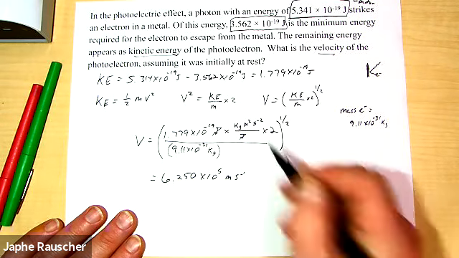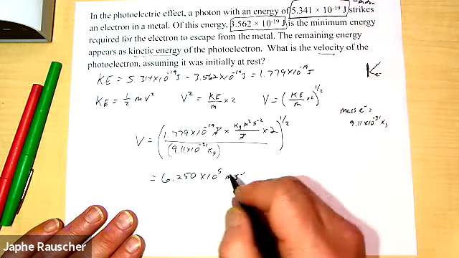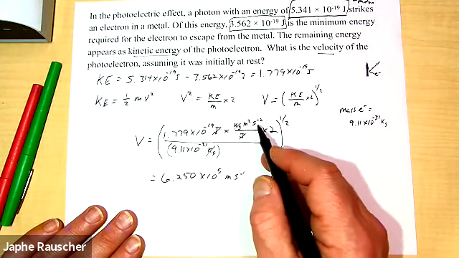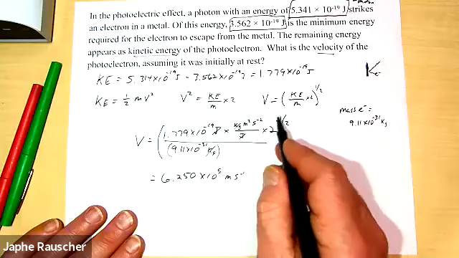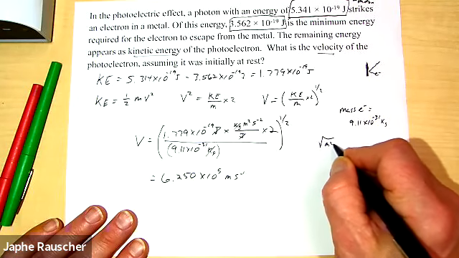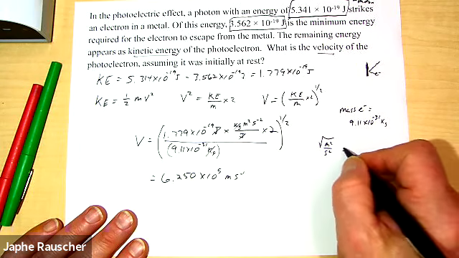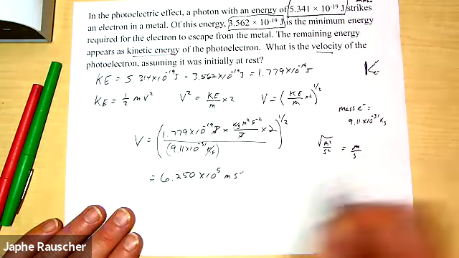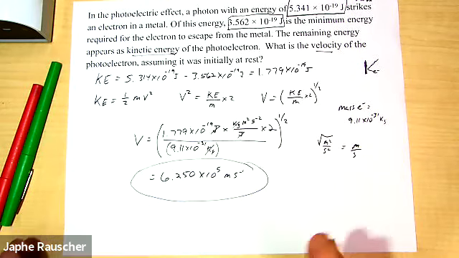If we just look at the units here, first of all, the kilograms cancel, right? The joules cancel. Now we have meters squared per second squared. But we're going to take the square root of that, right? So if you take the square root of meters squared over seconds squared, you end up just getting meters per second. Okay, so that's what our answer is here. And that's all there is to it.